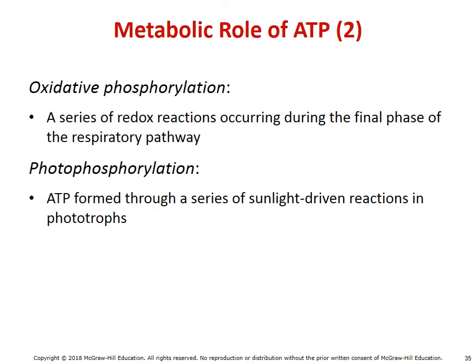Oxidative phosphorylation and photophosphorylation are going to help us produce significant amounts of ATP in a short period of time. Oxidative phosphorylation is a series of redox reactions occurring during the final phase of the respiratory pathway. The last step is the electron transport chain, where we do significant amounts of phosphorylation and produce lots of ATP. Photophosphorylation is a similar idea through which we make a lot of ATP, but what drives these reactions is sunlight. So this is really the first part of photosynthesis.